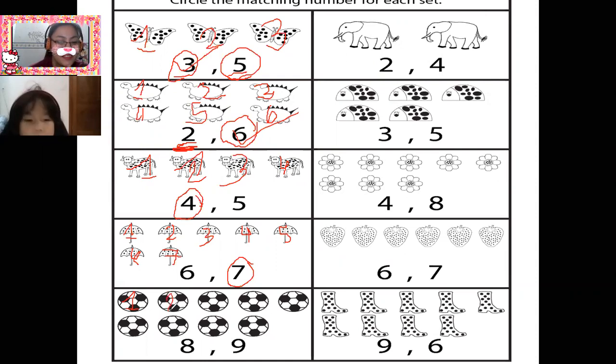One, two, three, four, five, six, seven, eight, nine. Nine. Good job, Tina. Nine. What about the elephants? Two. Good job, Tina. Very good. I'll give you stars for that. What is this? This one looks like a mouse to me. Okay, what about this one, Tina? Three.